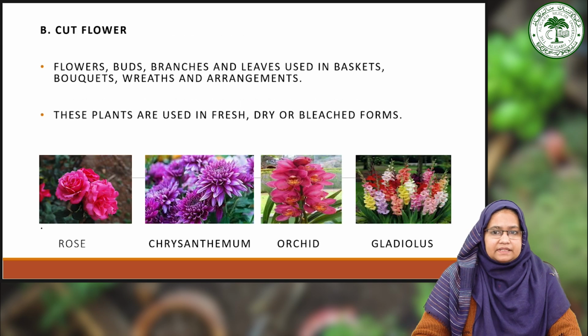The next type in this category is cut flowers, which are flowers, buds, branches and leaves used in baskets, buckets, wreaths and arrangements. These plants are used in fresh and dry or bleached form, like rose, chrysanthemum, orchid, gladiolus. These are examples of cut flower plants.